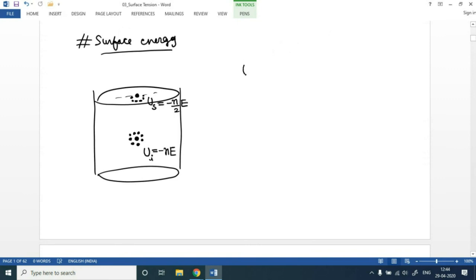So you can clearly see that U_s, the interaction potential energy of the liquid molecule on the surface, and I'm here not talking about any gravitational potential energy, would be greater than U_i. This is less negative and this is more negative. So U_s is greater than U_i. So we can say that the molecules on the surface of the liquid are more energetic than the liquid molecules inside the volume.